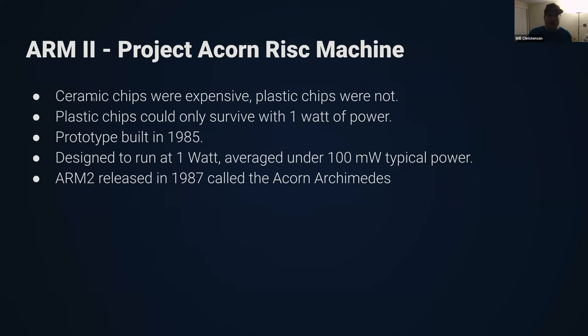So going back to the whole thing of ceramic chips were expensive. Well, do you know what's not expensive? Plastic. Problem: plastic chips can only handle about 1 watt of power.